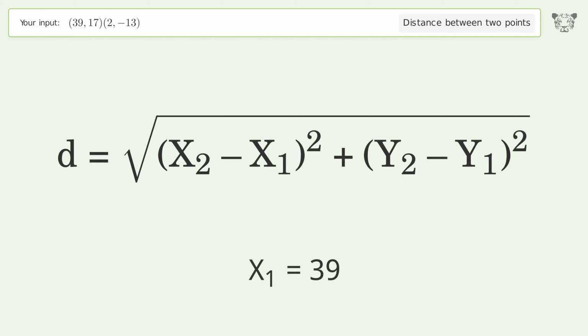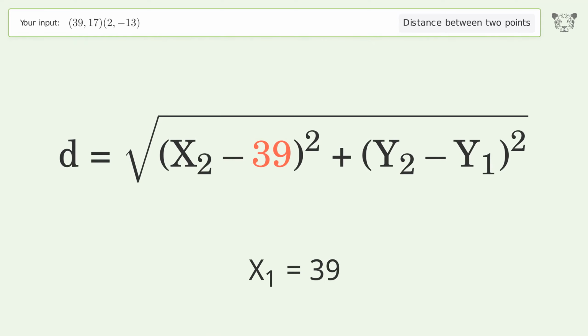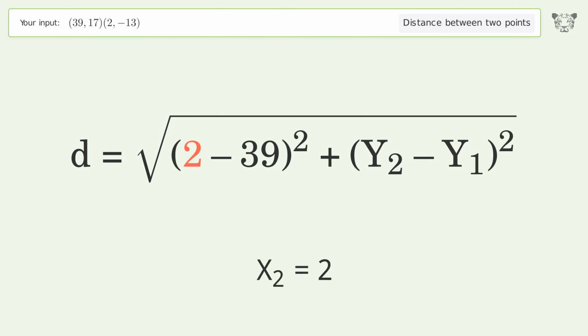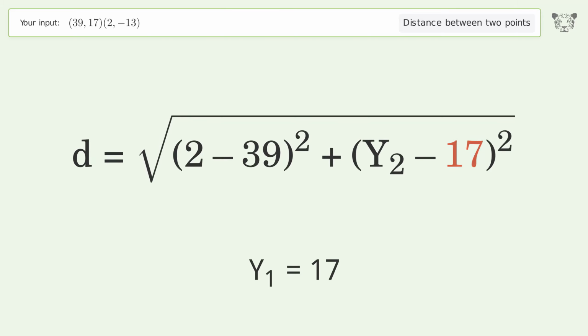x1 equals 39. x2 equals 2. y1 equals 17. y2 equals negative 13.